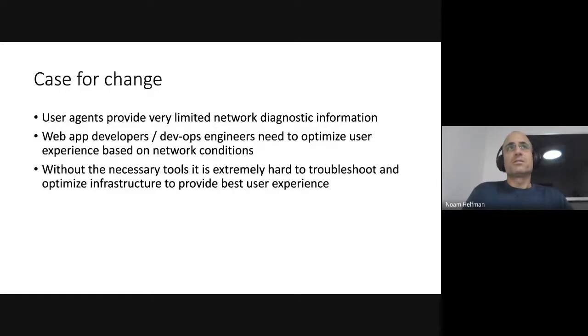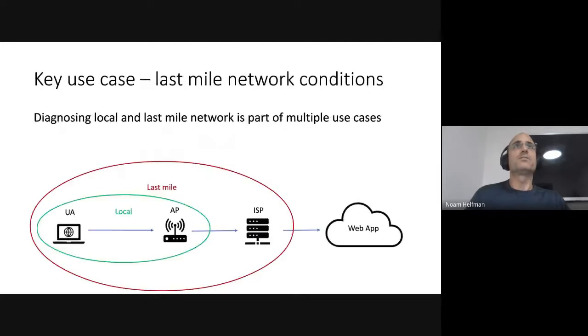So in general, just a reminder, we know that the browser provides a very limited amount of network information. We have some with the Network Information API and some other capabilities. And in general, there are many cases where application developers need to be able to optimize the user experience by understanding the network situation better. And it's really hard to do with the existing tools.